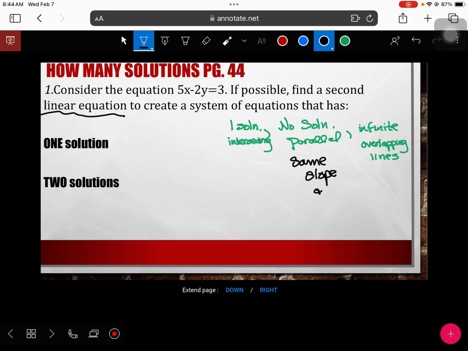Something else. Same slope, and think about it. If you have two lines that go like this, they're parallel. They have to have the same slope, but they have to have different y-intercepts. This might be important for you a little bit later.